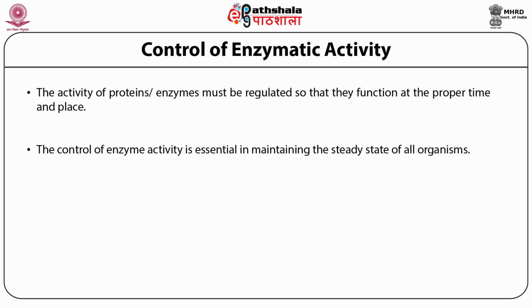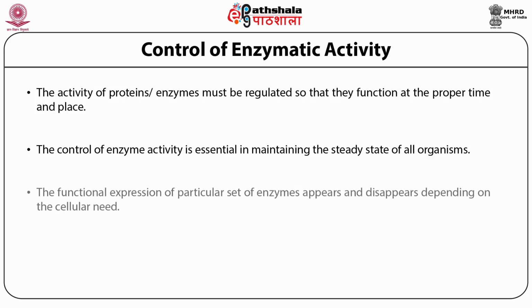the E. coli, which can easily divide and form two cells in 20 minutes, could not do so. If the enzymes are not performing perfectly, then the E. coli cannot divide and reproduce continuously. So from that perspective, each and every enzyme should work in a very proper and controlled manner. And then the functional expression of all these enzymes appears and disappears depending on the cellular need. At any given time there is a limited resource. So if some reaction is not required, the enzymes for those reactions will not be present.